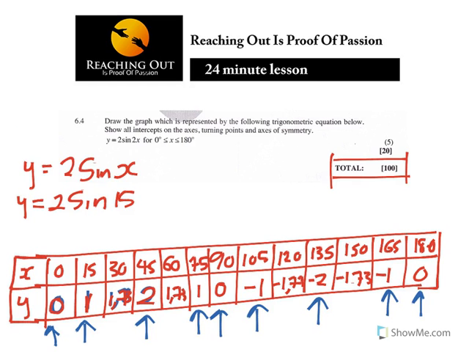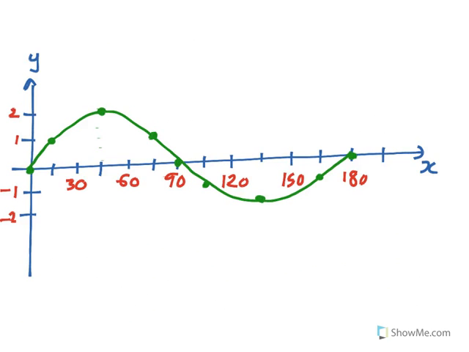Now let us look at the question. The question says, draw the graph which is represented by the following. We've drawn it. Now it says, show all intercepts on the axis. The intercepts, we show them, but I didn't show the 0 there. It's very important. 0 is one of them, 90 is one of them, 180 is one of them, because these are the intercepts. So that's what they wanted you to show.